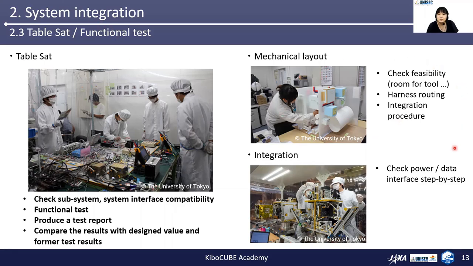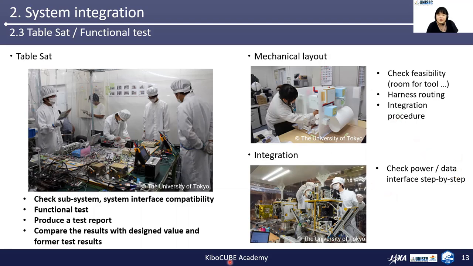For structural design or fabrication, a detailed feasibility check is difficult to complete with only a drawing. In this case, making a mock-up model is useful to check the design, like this photo. This mock-up enables us to check the harness length, accessibility for the engineer, or room for the tools for the integrations. These kinds of steps avoid redesign after making the actual hardware.